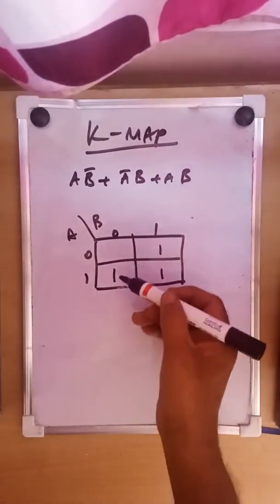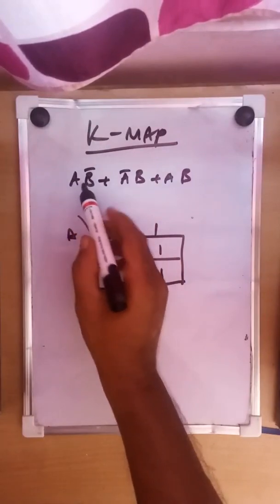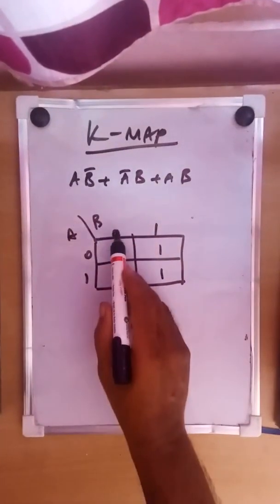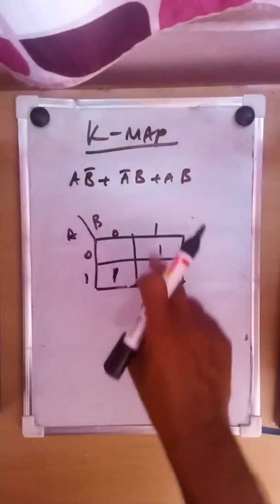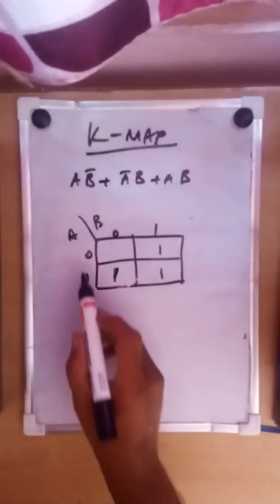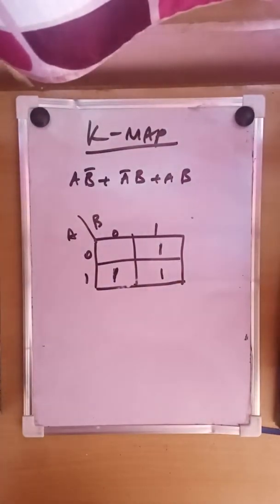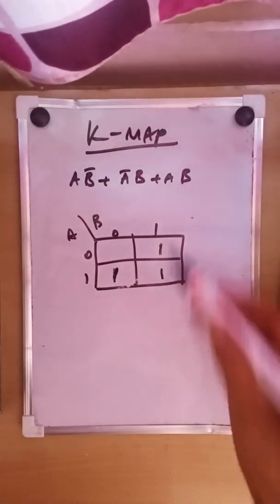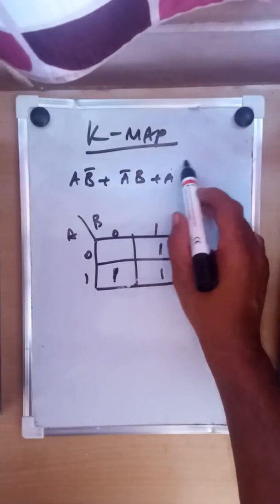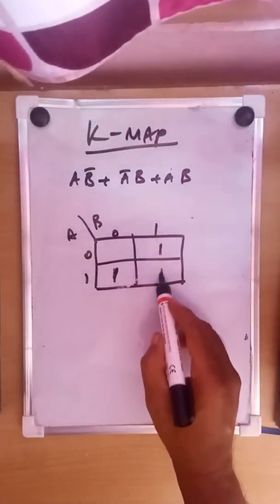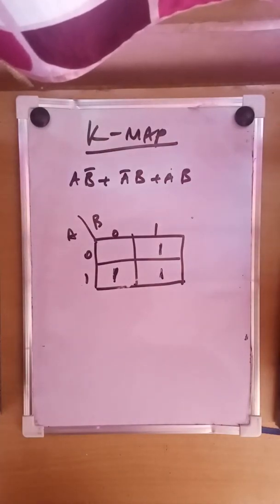Next, 1 0 as a binomial function: that means A is 1, B is 0. So keep a 1 in this room because it's a true function. Next 0 1, that is A is 0 and B is 1. That means keep a 1 in this room because that is a true function of the given term. Finally A and B is the true function in the given boolean function, that means 1 1, A is 1 and B is 1. So keep 1 here.